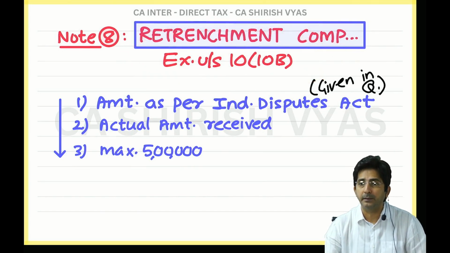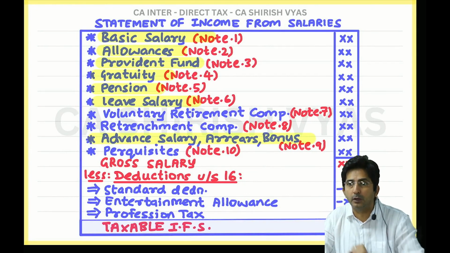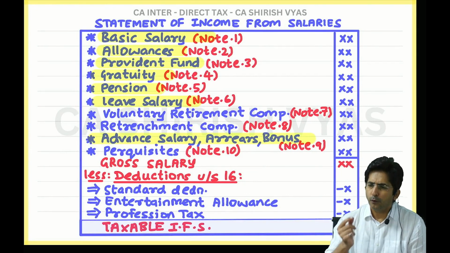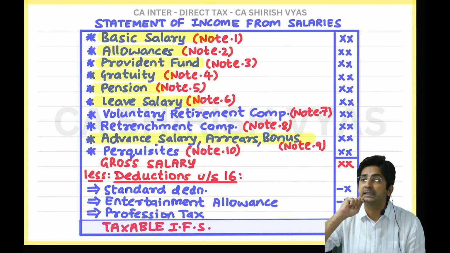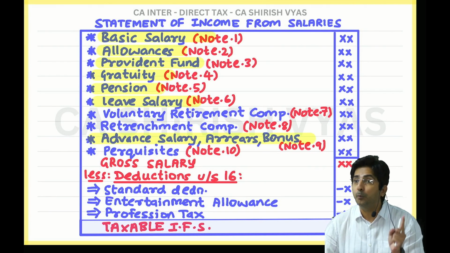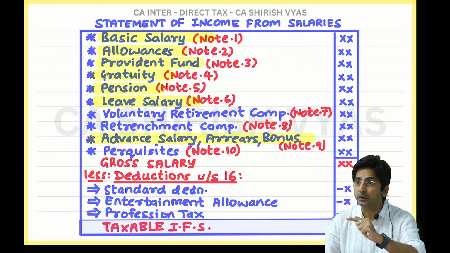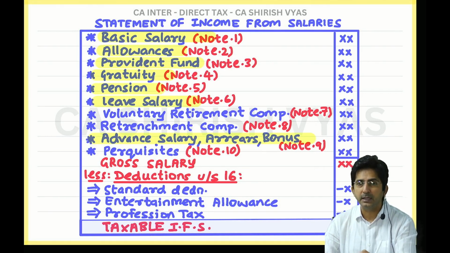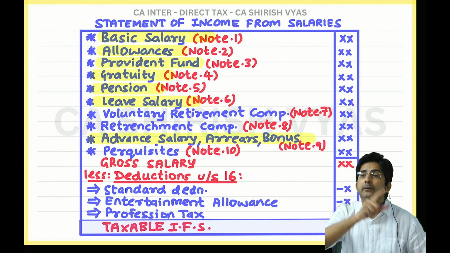10(10B). See, even in the Industrial Disputes Act, for your knowledge, what is the rule, you know? For 1 year of service, minimum 15 days' salary should be given. Like in the Payment of Gratuity Act. You know, in the Payment of Gratuity Act, what does the law say? If an employee has done service of 1 year, minimum 15 days' salary he should be given.